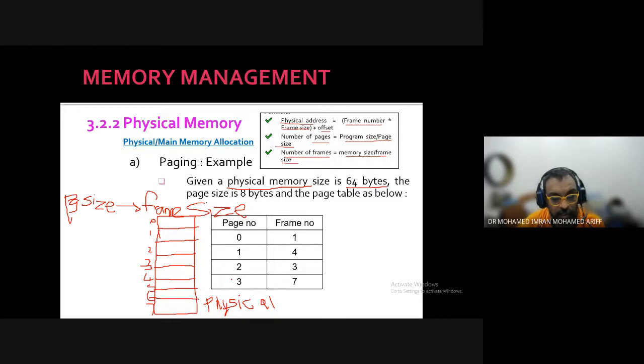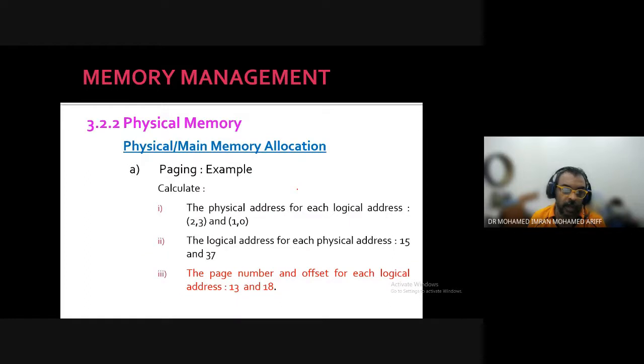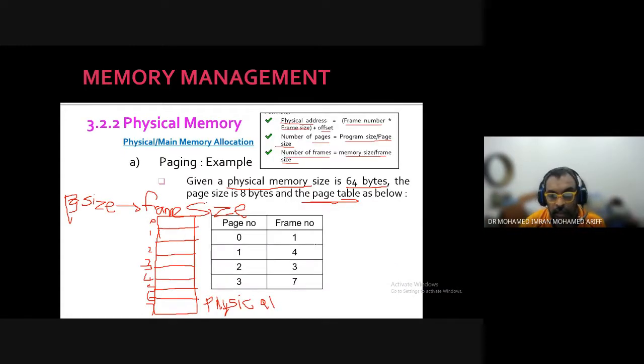So this is your physical, and this is your page table. Okay, so now based on this information, you're supposed to do something. The physical address for logical address 23. So soalan tanya, what is the physical address of the logical address 23? Okay, let's see. So the question is asking, the logical address given is 23, and you want to find out what is the physical address.